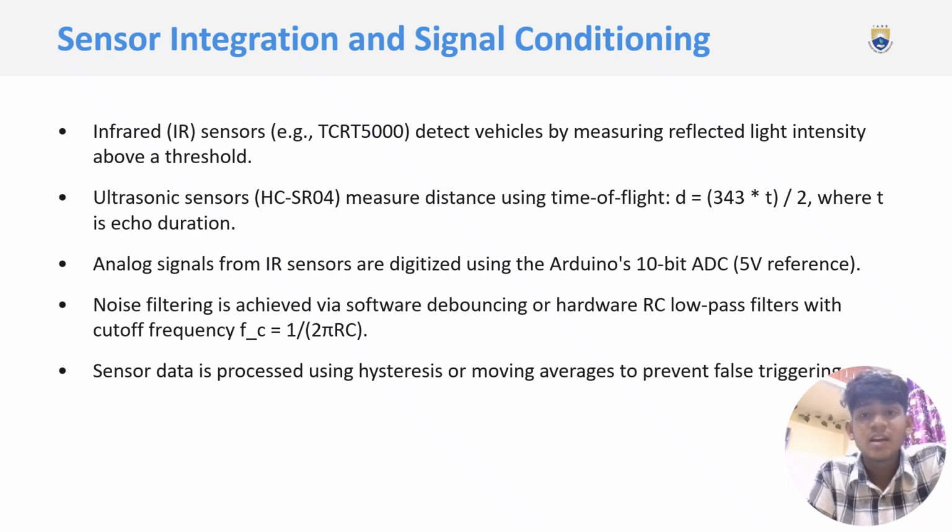Sensor integration and signal conditioning. Infrared sensors detect vehicles by measuring reflected light intensity above a threshold. Ultrasonic sensors measure distance using time of flight, where d is equal to 343 times t divided by 2, where t is the echo duration. Analog signals from IR sensors are digitized using the Arduino 10-bit ADC. Sensor data is processed using filters or moving averages to prevent false detection.